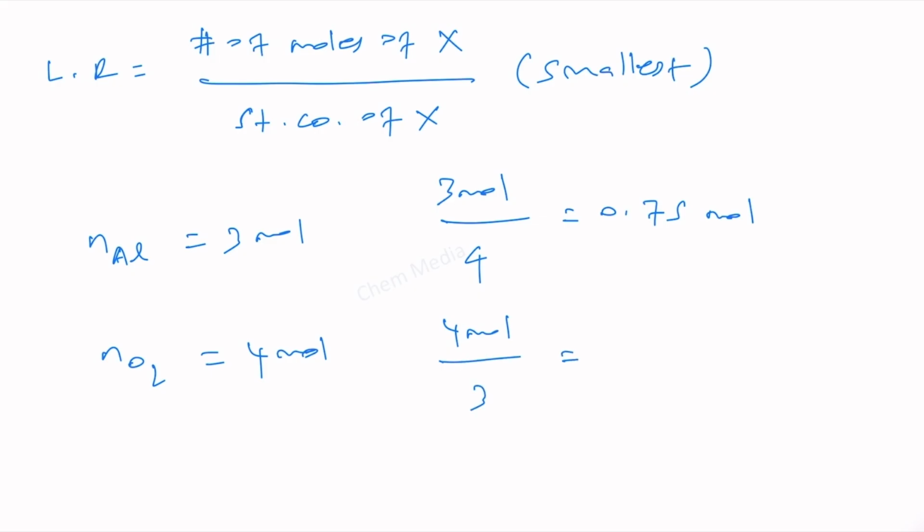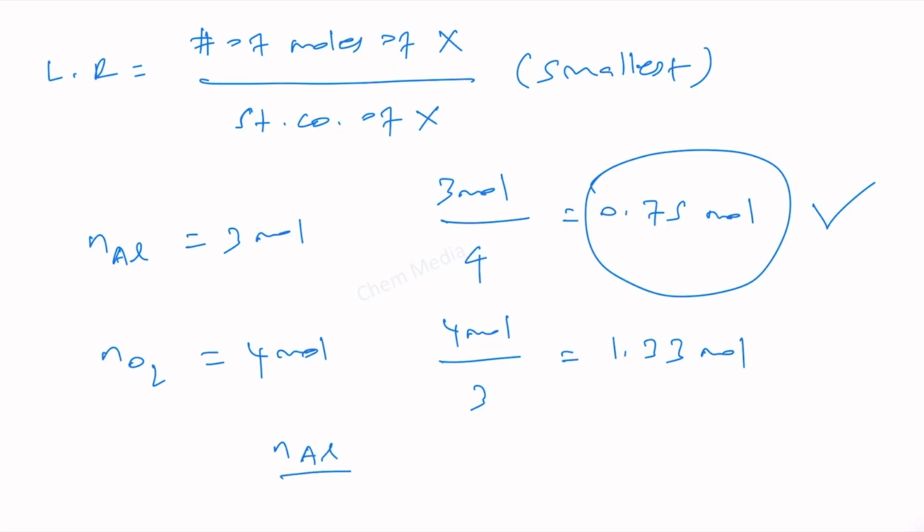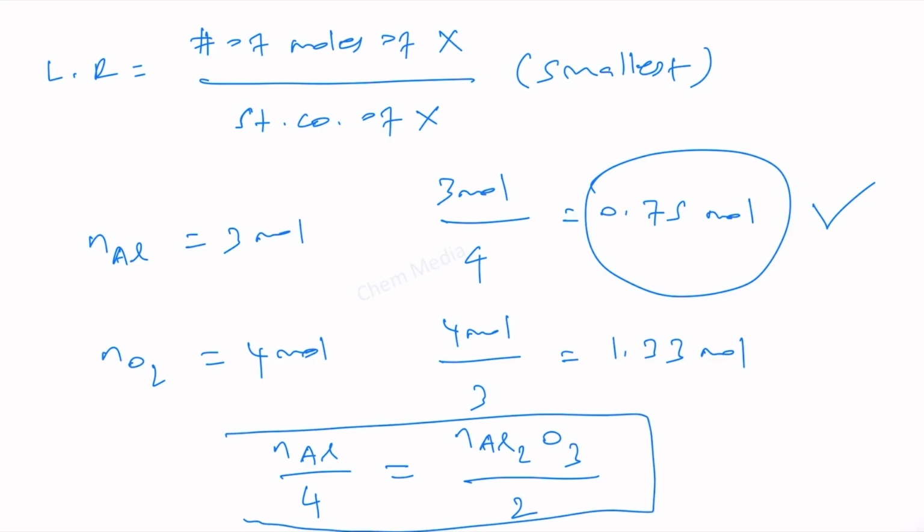Therefore, this will be 1.33 moles, which is smaller, this is smallest. Therefore, aluminum is the limiting reagent in this case. Therefore, number of moles of aluminum divided by 4 should be equated with the number of moles of Al2O3 divided by 2. This is the equation that we should use because our limiting reagent is aluminum. Therefore, we can equate it.